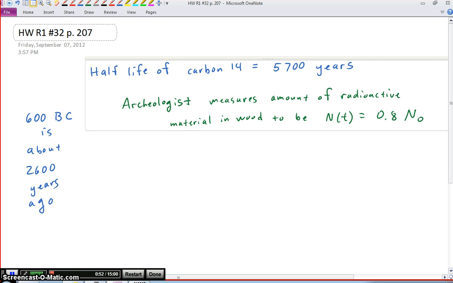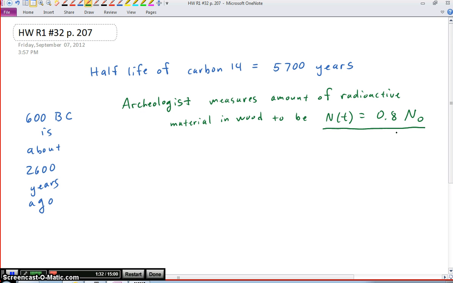And so the question asks, could this piece of wood that the archaeologist found, in fact, let me read the question. An archaeologist unearths a piece of wood that may have come from King Nebuchadnezzar's, I don't know if I said that right, Hanging Garden of Babylon, about 600 BC. The archaeologist measures the amount of radioactive carbon in this wood and finds that it is 80% of the amount of carbon that would be found in like a living animal. Is it possible that the wood could be from the Hanging Garden? And then it tells us the half-life of carbon-14.